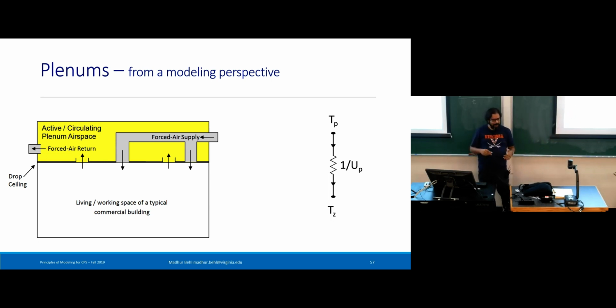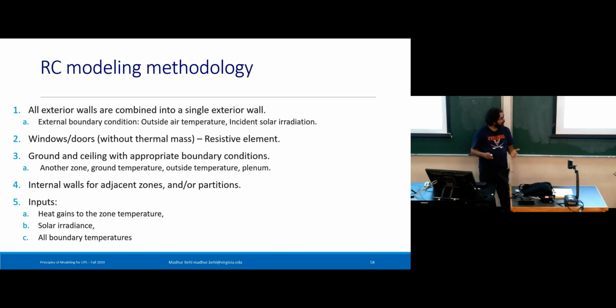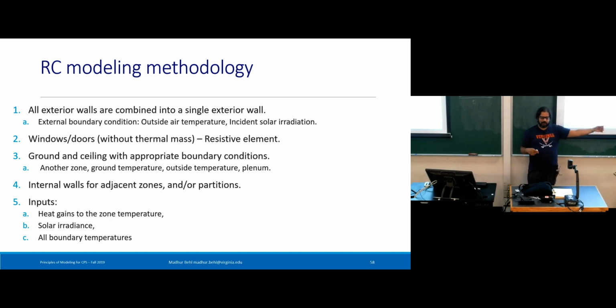So to recap, this is what we do. To create an RC model of a single zone to predict its zone temperature, we combine any exterior wall and treat it as a single wall. Right? So any exterior wall which is subject to the outside air and outside solar, you can just treat as a single branch in your 3R2C model, where you will estimate the values of the R and C based on the properties of the material of the wall.